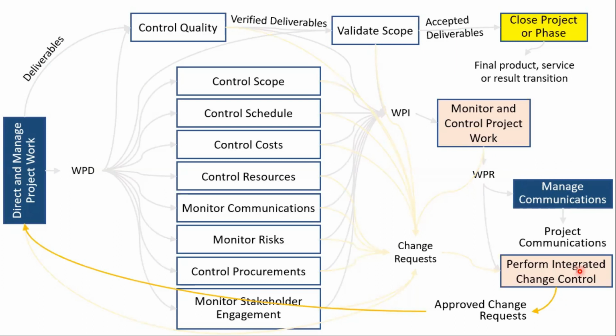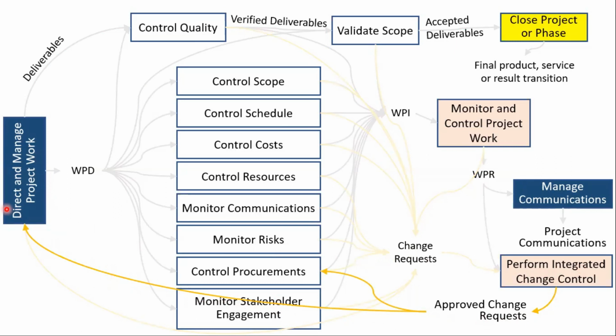It should go as an input back to execution, right? You can see here, it goes back as an input. The change request came as an input to perform integrated change control. Once the change requests are approved, it goes back as an input to direct and manage project work. Not only to this process, it also goes back as an input to control procurements.